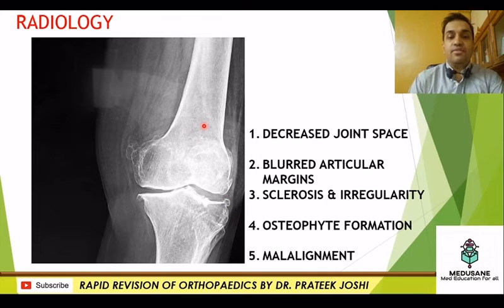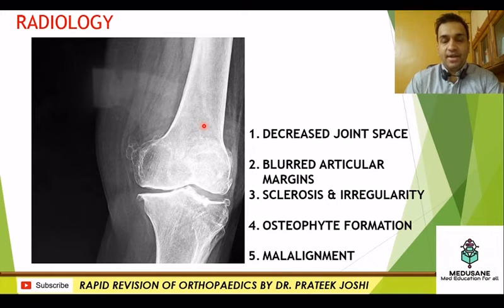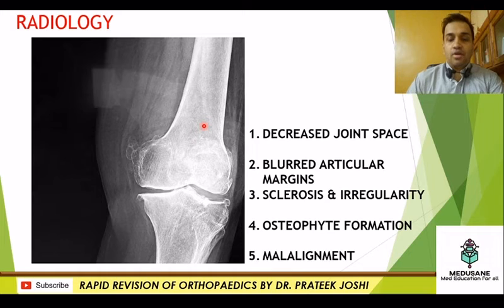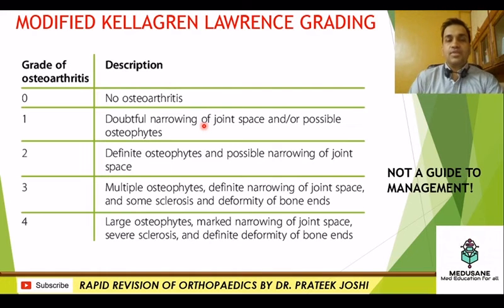So decreased joint space, blurred articular margins, sclerosis, irregularity, osteophytes, and malalignment. These are the keywords to be used while describing an x-ray of osteoarthritis of the knee. Now here we are with the modified Kellgren-Lawrence grading. We will not go into too much detail, but what we need to see is that Kellgren-Lawrence grading gives you grade 0, which is no osteoarthritis, and grade 4, which is the absolute highest grade of osteoarthritis.